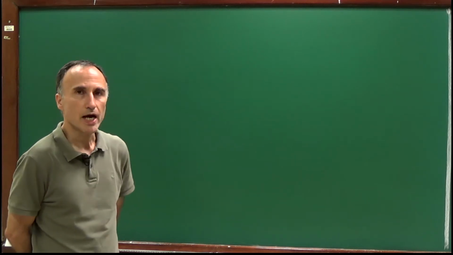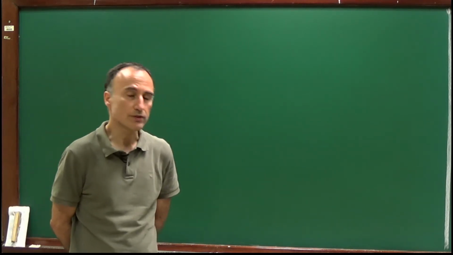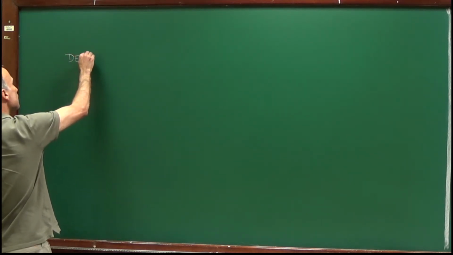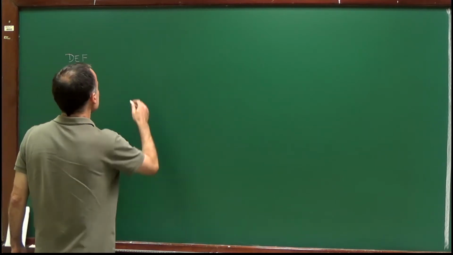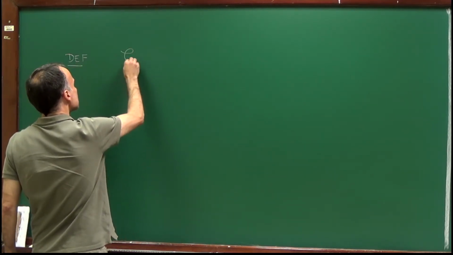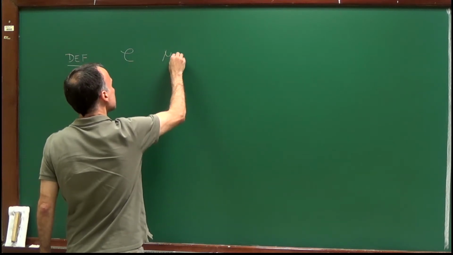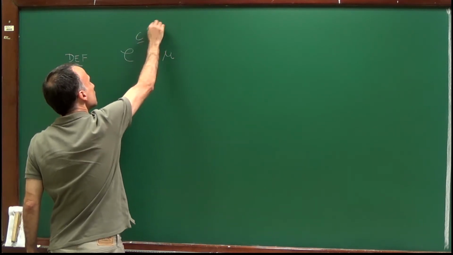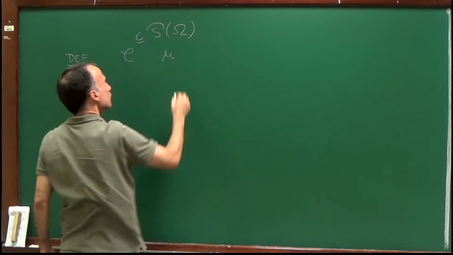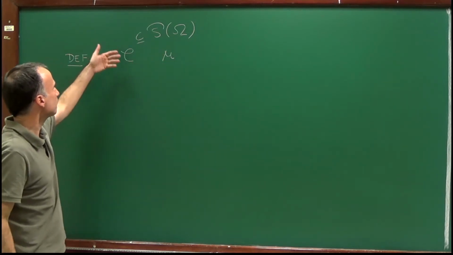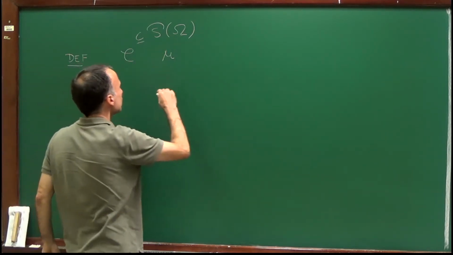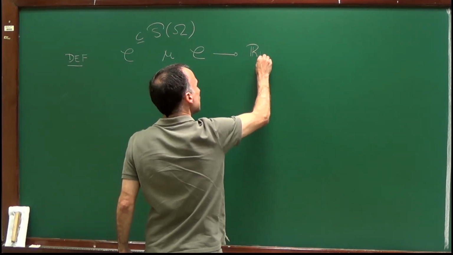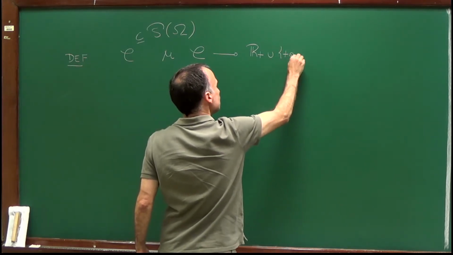So for that I will need to define what is a continuous measure. So I have a definition. Let's say that we have a class of sets C. So C, remember, it's always a subset of all subsets of omega. So it's a family of subsets of omega, and we have a function mu which is defined on C and which takes values in R plus union plus infinity.